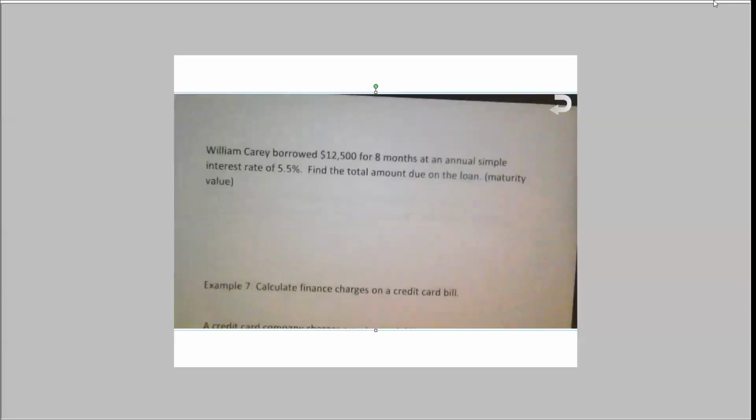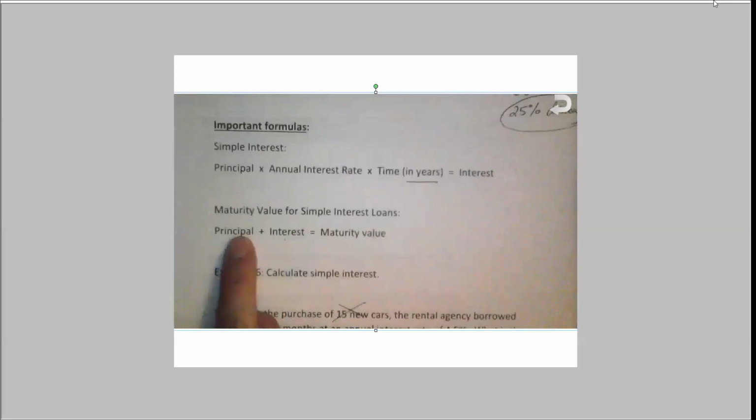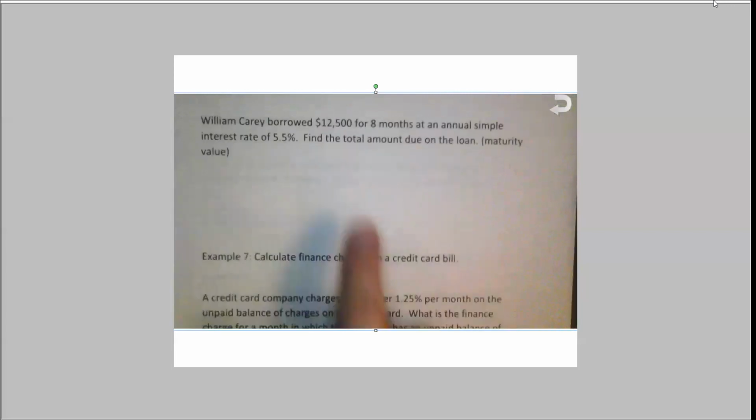Here's another. William Carey borrowed $12,500 for 8 months at an annual simple interest rate of 5.5%. Find the total amount due on the loan, that is the maturity value. So back to that formula. Maturity value is principal plus interest. That's how we calculate maturity value. So they gave me the principal.